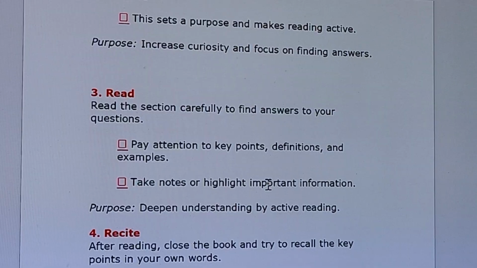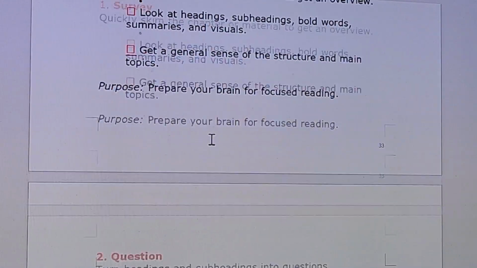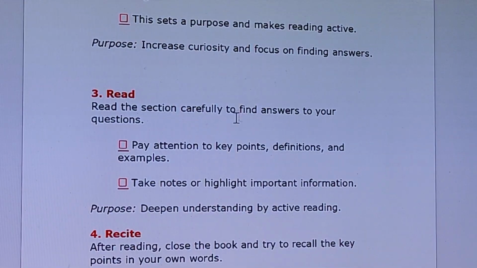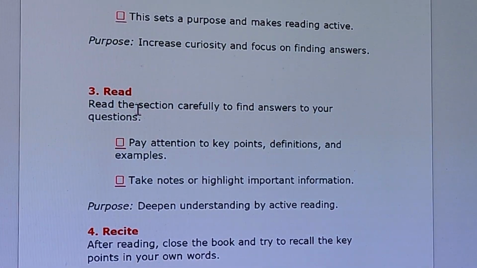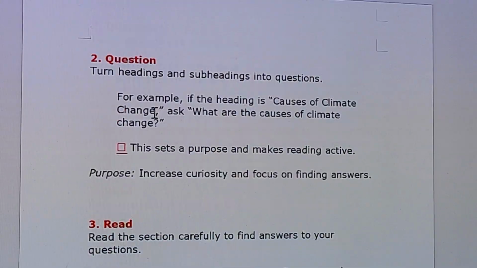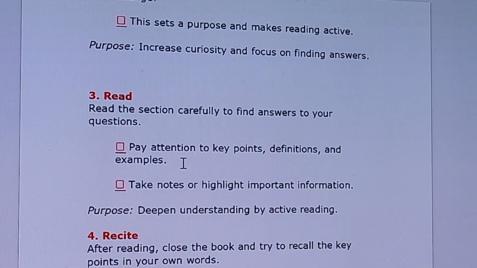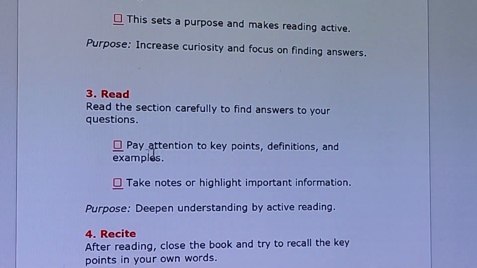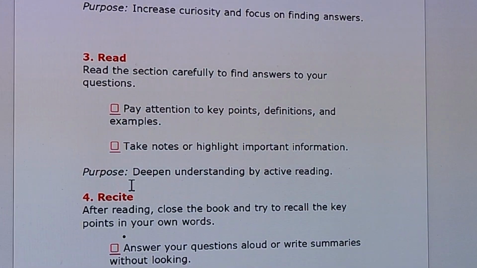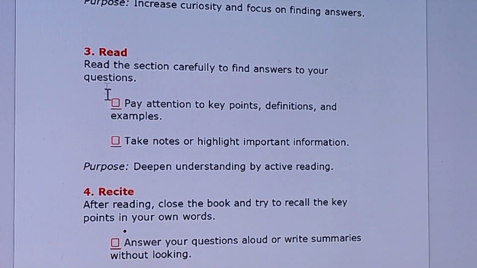Then once you've done your survey and asked the relevant questions, or gone through past papers to see what questions they're asking, you start with a detailed, careful reading known as organic reading. You read to answer the questions you have asked. So you read the section carefully to find answers to your questions. Pay attention to key points, definitions, and examples. Take notes or highlight important information. This deepens your understanding through active reading.